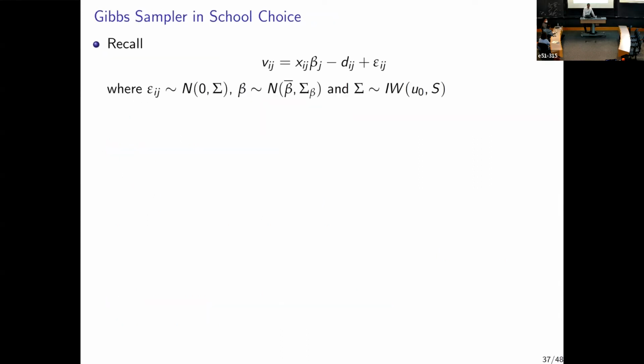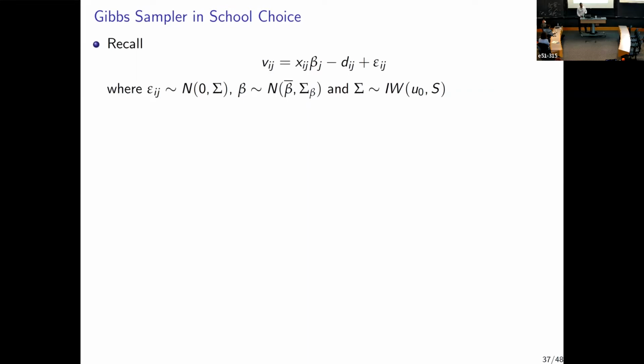So let's go back to school choice. I'm going to say that the indirect utility of student i for school j is equal to a vector of characteristics x times a coefficient beta, minus a numerator d_ij. You can think of tuition or distance. And then I'm going to have a shock. This shock is going to be normal. Why normal? Because I want to get distributions that I can sample from and that have nice closed form solutions. All this assumption is because I want to eventually use my Gibbs sampler.